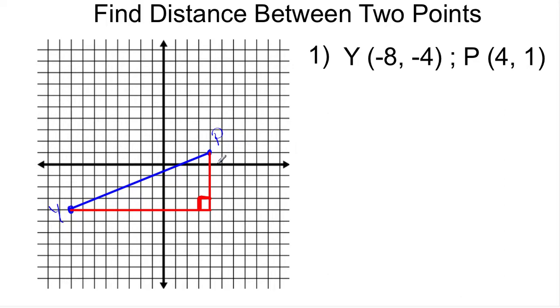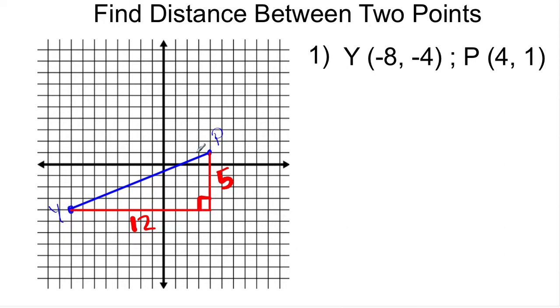So I can count 1, 2, 3, 4, 5. That's a distance of 5. And then I can count this distance. So 1, 2, 3, 4, 5, 6, 7, 8, 9, 10, 11, 12. This is a distance of 12.